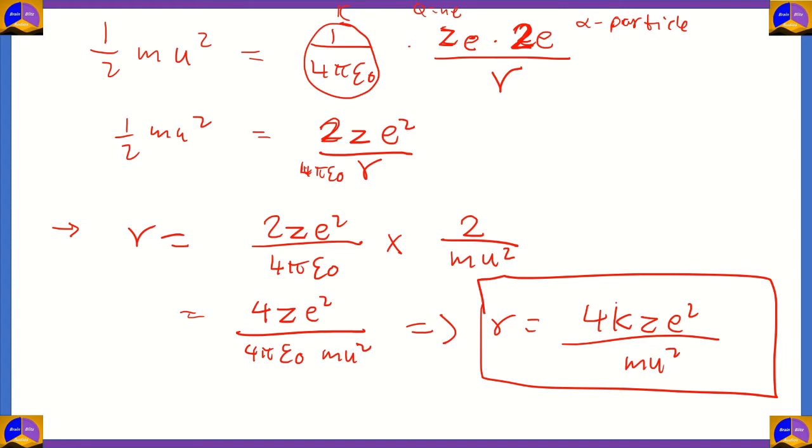The reason why I took it as k is because most of us know the value of k as 9 into 10 raised to 9. However, if you were to use 1 by 4 pi epsilon naught, then you'll have to substitute a lot more constants. So writing it as 4k Z e squared by m u squared is more appropriate and easier to calculate. So that is the expression for the distance of closest approach.